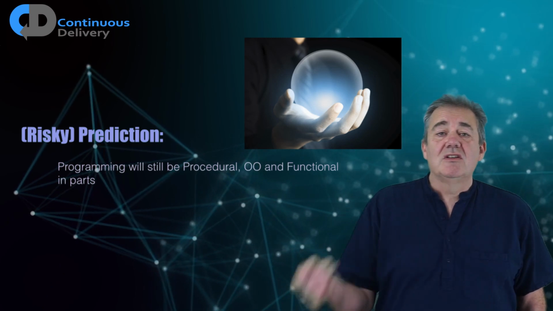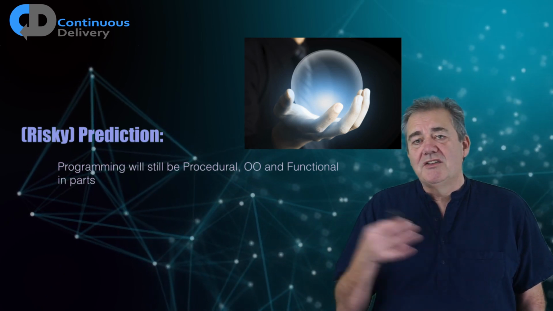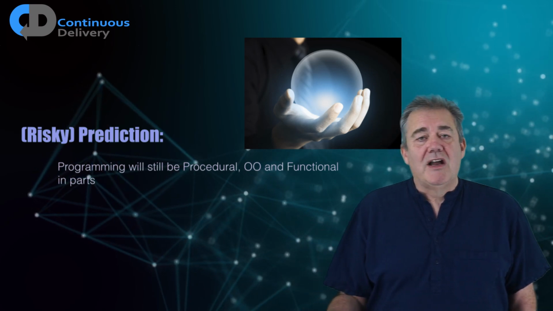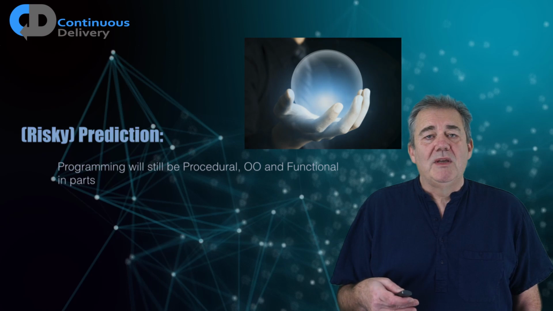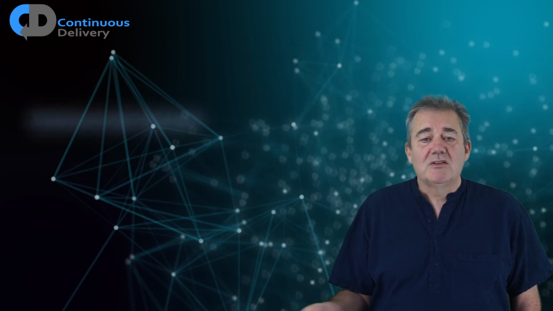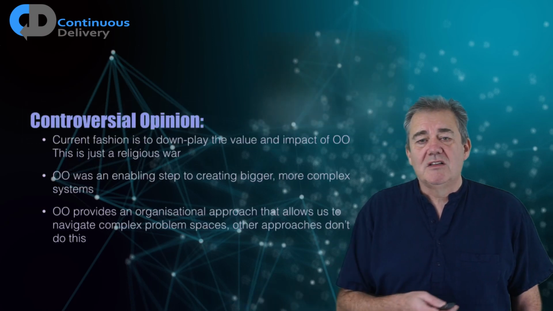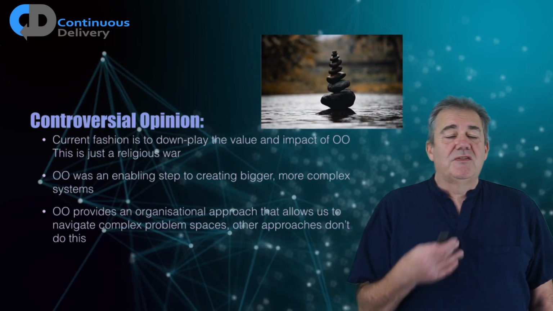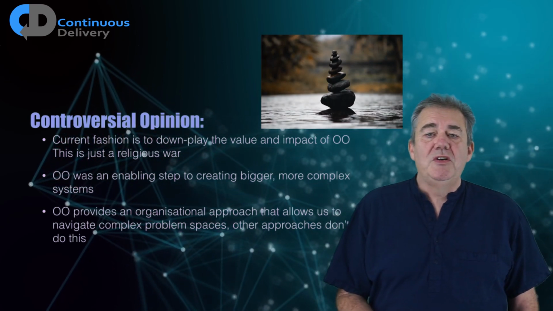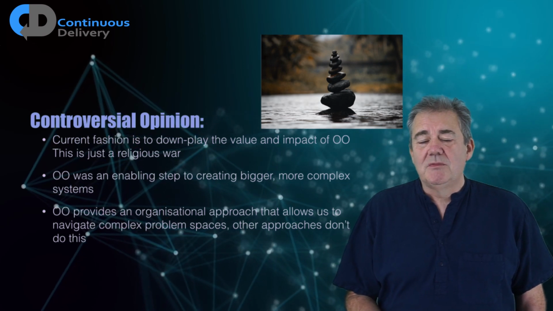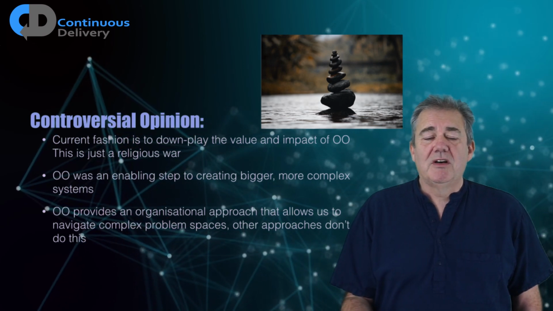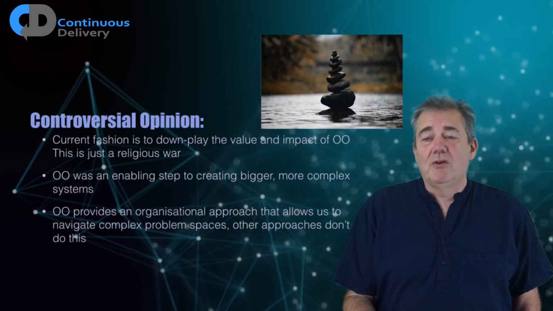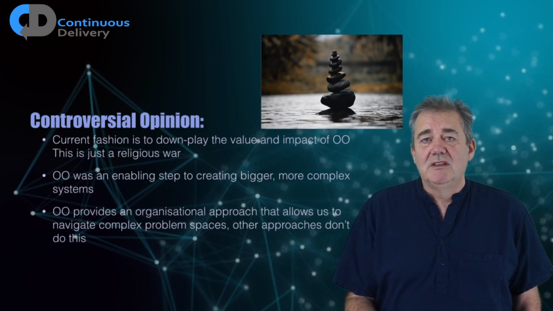Object orientation gives us the ability to deal with structure and large-scale navigation through code bases. Functional programming gives us efficiency of algorithms and the ability to use those in different contexts. All of these things bring something slightly different to the party. My controversial opinion is that it's fashionable these days to underplay the value of object orientation, particularly in functional programming communities. And I think that object orientation did something important.